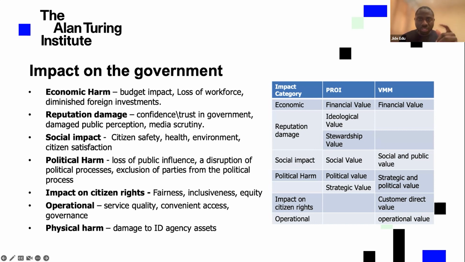And also we have the social impact, which tends to look at citizen satisfaction and environment. And we also come up with a category for the political impact, to see whether a compromise in national identity systems could have an effect on the political process, and also whether this will have an effect on the citizens, as well as how it is going to affect the operations of the national ID system itself, and also whether there is any physical damage. And rather than directly measuring the impact on some of these values, we tend to use a proxy, as we can see, because sometimes it is quite difficult to measure these values directly as they are intangible.